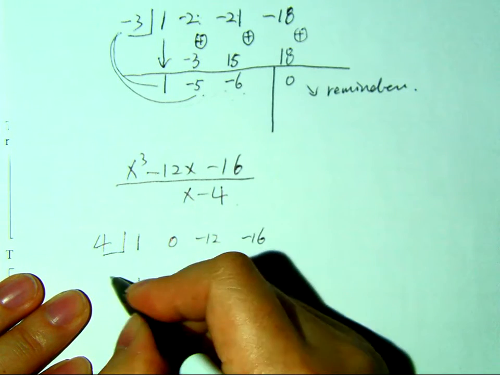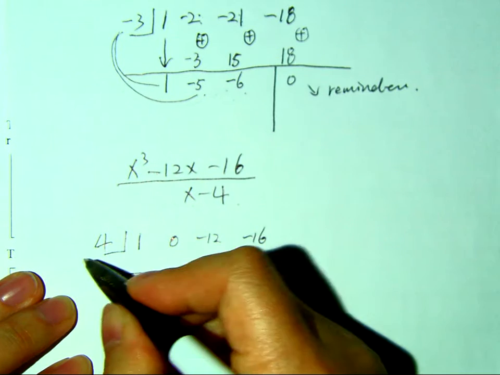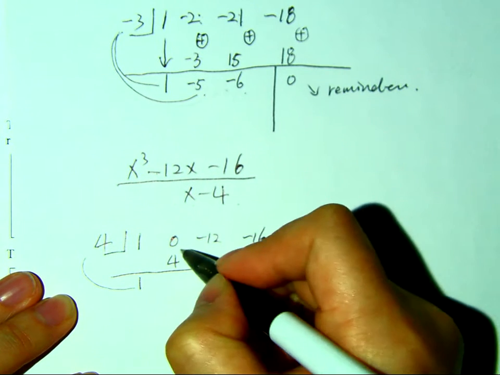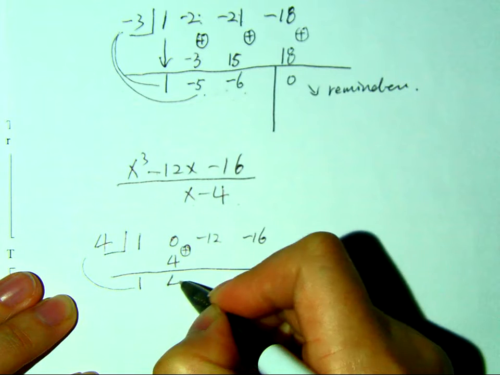Bring the first number down and start to do multiplication. So that would be 4. And add these two numbers, which is 4.